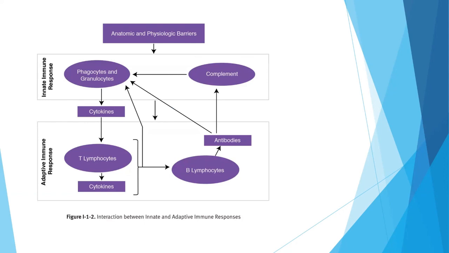Talking about the interaction between the innate and adaptive immune responses, there are anatomical and physiological barriers. After that, there is the innate immune response, which consists of phagocytes, granulocytes and the complement system. Through cytokines, there is activation of the adaptive immune response, which consists of T lymphocytes and B lymphocytes, which produce antibodies. Whenever there is re-exposure, they reactivate in a much bigger response than the previous one because a memory has been formed towards that specific antigen.